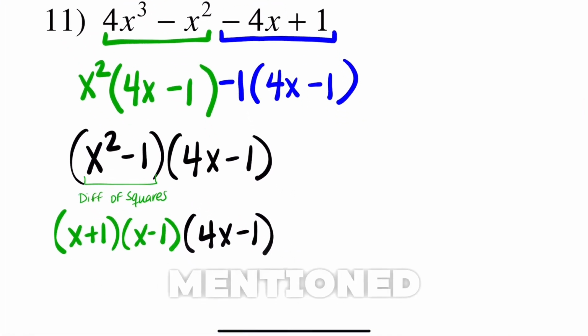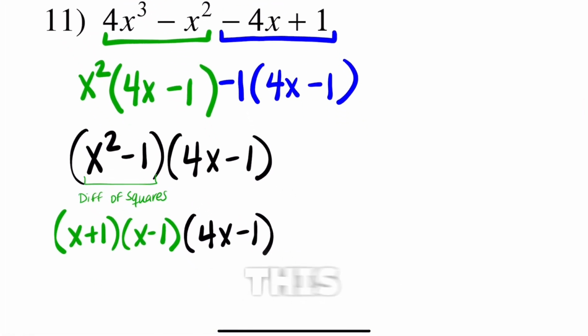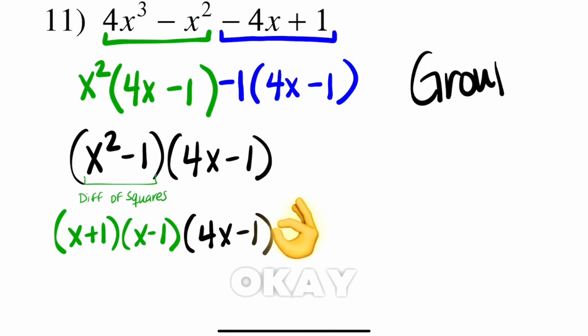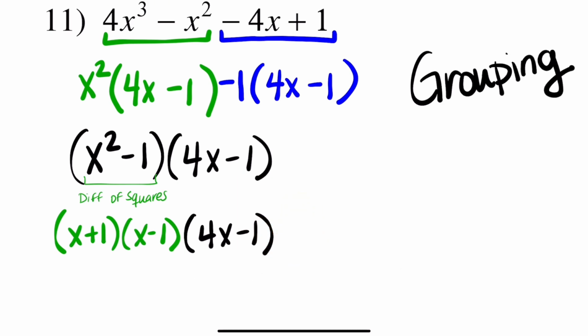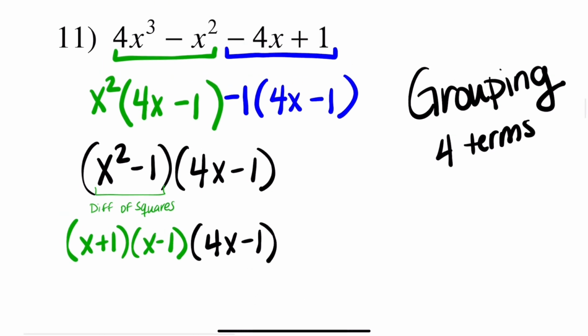I don't know if I mentioned it while I was doing it, I don't think so, but this is grouping. Okay? 4 terms. And each group had a GCF.